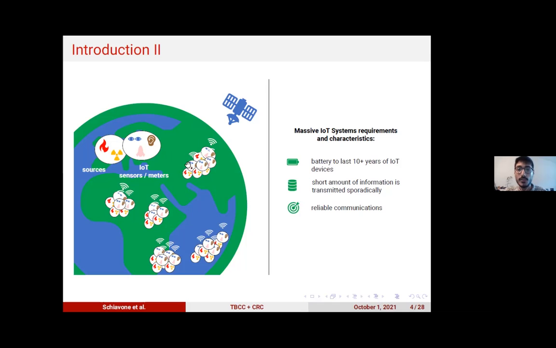Moreover, an important aspect is that these devices are just sending a few bits of information, like the position, or information about the pressure or the parts per million of carbon dioxide. So just a few bits, and so we will not see long messages sent through this channel. At the same time, we still want reliable communications, and this is really a great constraint in these systems.